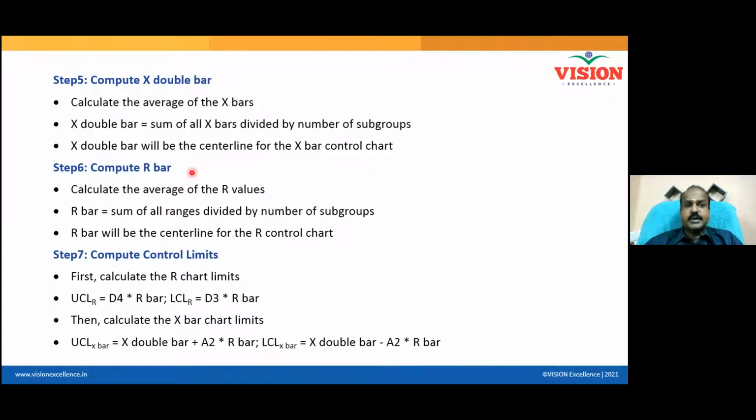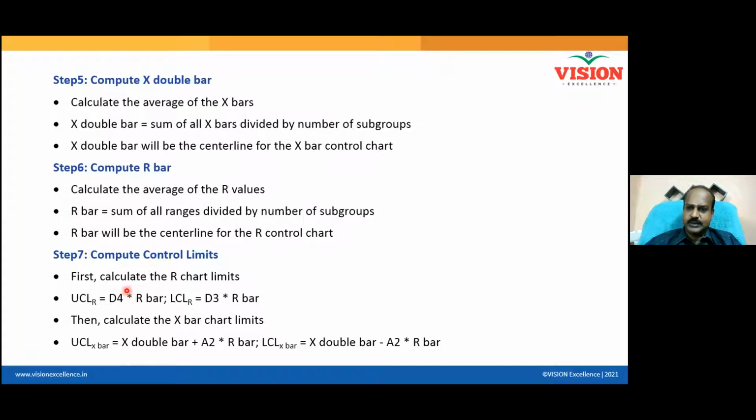Similarly, compute R bar. R is range. How many ranges have you already calculated? 20 ranges. So from the 20 ranges, I calculate the average of the ranges, that is R bar. That R bar will be the center line in my R chart. Once center lines are fixed, I will calculate the upper control limit and lower control limit. For calculating control limits, some formulas are there. For the range chart, the upper control limit is D4 into R bar, and the lower control limit is D3 into R bar. D3 and D4 are constants based on subgroup size.